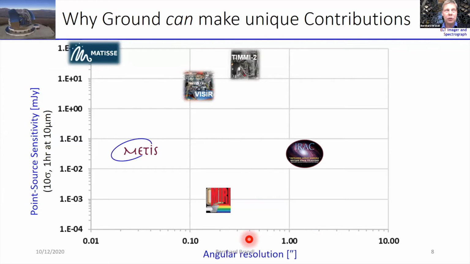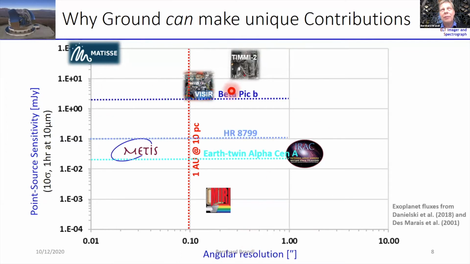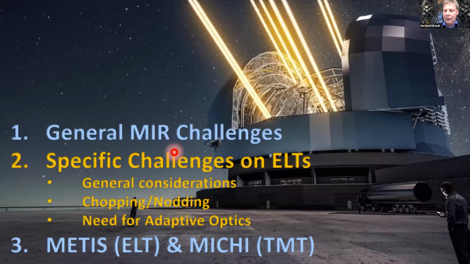but bad in angular resolution. What would be interesting, let's say we take 1 AU at 10 parsecs, this gives us an angular resolution of about 0.1 arc seconds, and here I've added some fluxes taken from the literature for Beta Pic and other famous nearby planets. What you can see here is the region we want to be at in terms of angular resolution and sensitivity. And clearly, this points toward using an ELT if we want to get into that range.